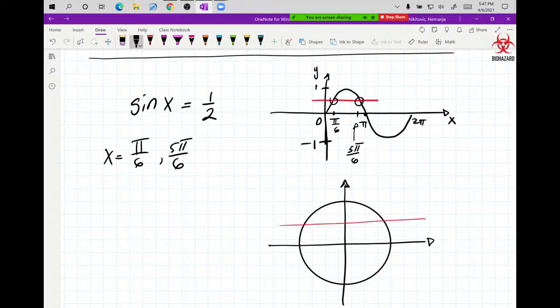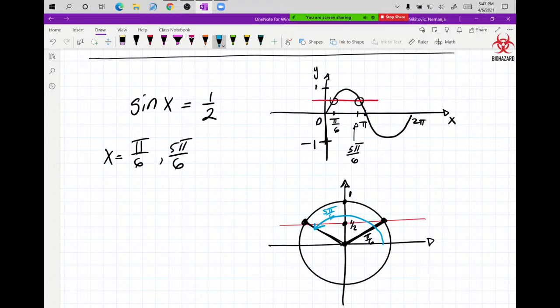So if this is your 0 and this is your 1/2 and this is your 1, you can see that it intersects here and intersects there. So here is your pi over 6. And remember that angles in trig are measured from the positive x-axis. So there's this angle here, which is 5 pi over 6.